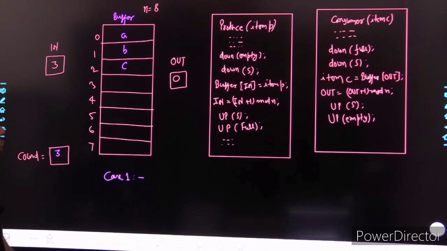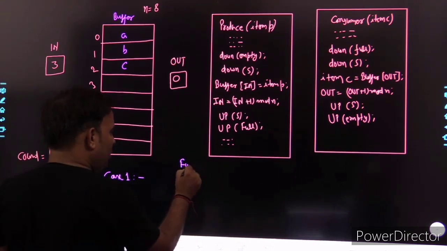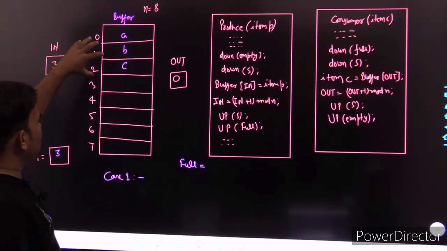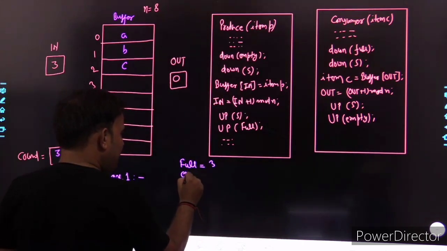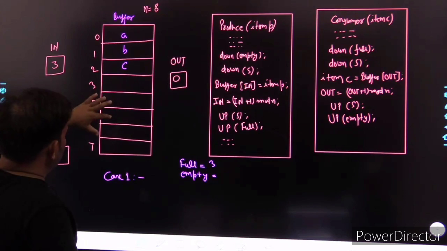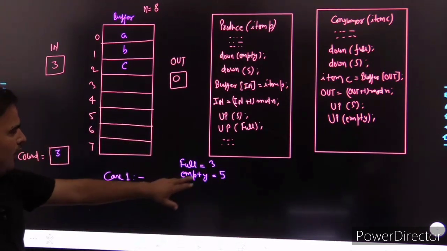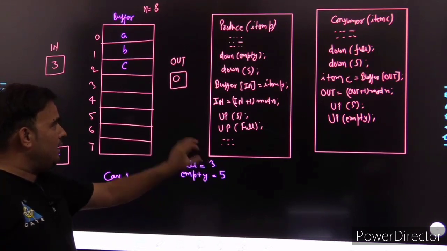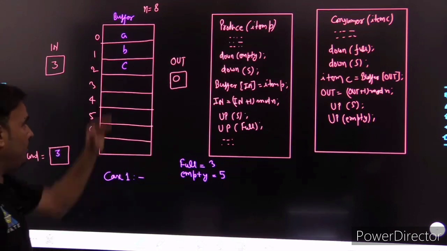Okay. So the buffer. Full is what, my dear friends? Counting the full value, how many slots are full? 3. And empty slots, how many? 1, 2, 3, 4, 5. So 5 empty slots and 3 full slots. 5 plus 3 gives the total buffer size, which is 8.